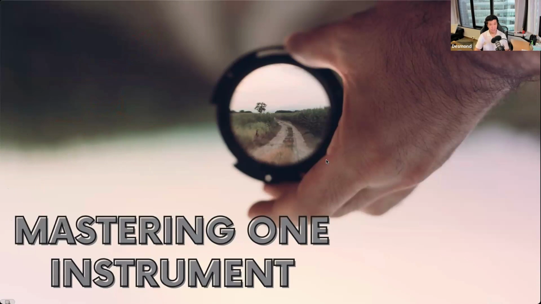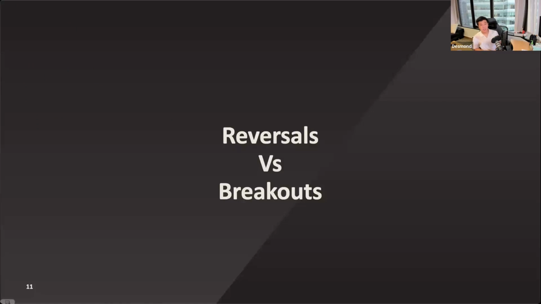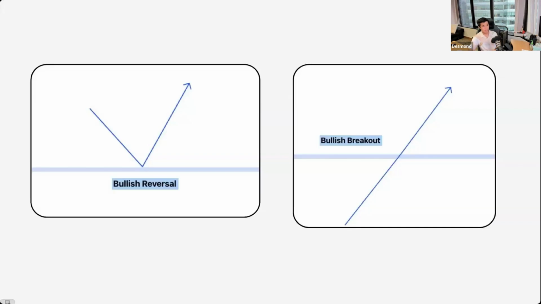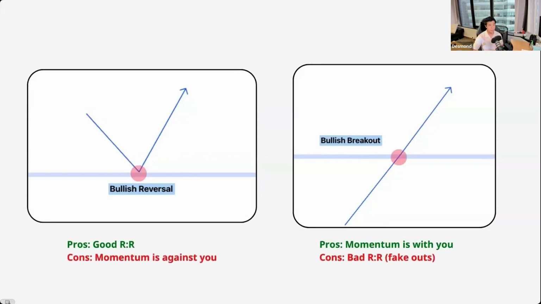The next thing: which indicators to use, which strategy? We have the reversal traders, we got the breakout traders. My caveat here, my strategy, which I use quite successfully, is actually a little bit of a combination of both. For example, this is what we mean by a bullish reversal. This is what we mean by a bullish breakout. A bullish reversal is where you're looking for price to bounce. Bullish breakout, looking for price to break out of a particular resistance.